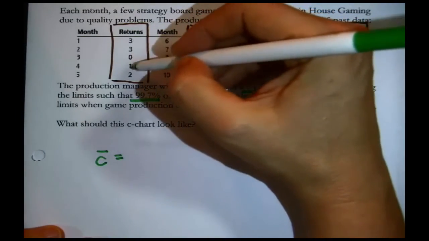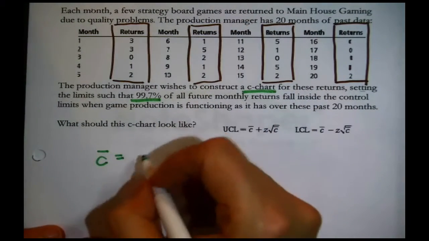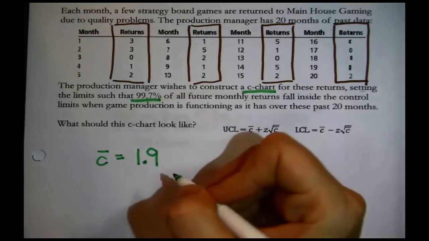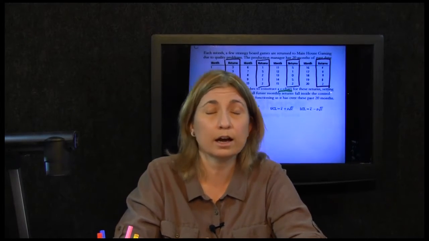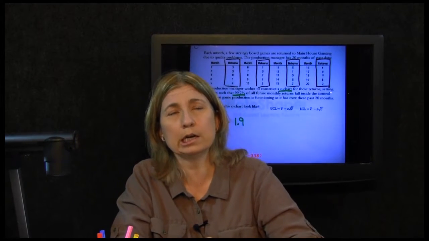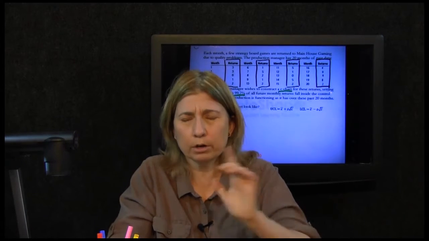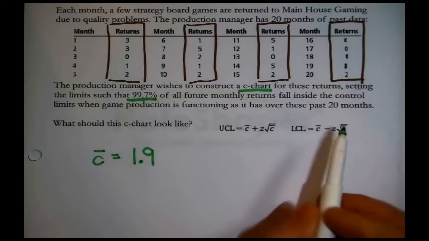3, 3, 0, 1, 2, 1, 5, 2, 1, 2. Average them all together. I did that. There's 20 of them. I get that that's an average of 1.9. Or another way to say that is Main House Gaming has had an average of 1.9 games returned each month over these past 20 months. Okay, that's one piece that we need. And actually, that's almost everything, because see how that's used twice in these formulas?